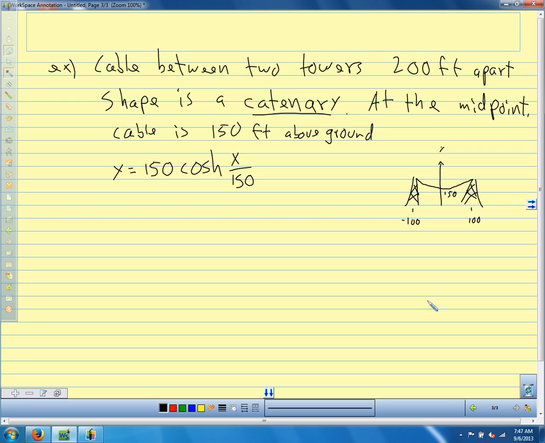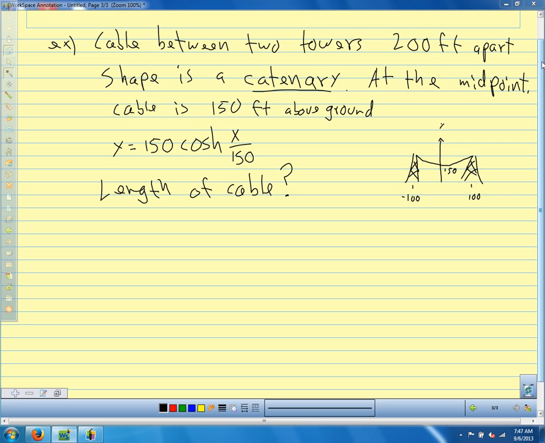We want the length of the cable between the towers. So we're talking about the arc length of this curve. So let's calculate the quantities we need for our arc length. So we need f prime, or we need y prime here. So y prime, what is y prime?